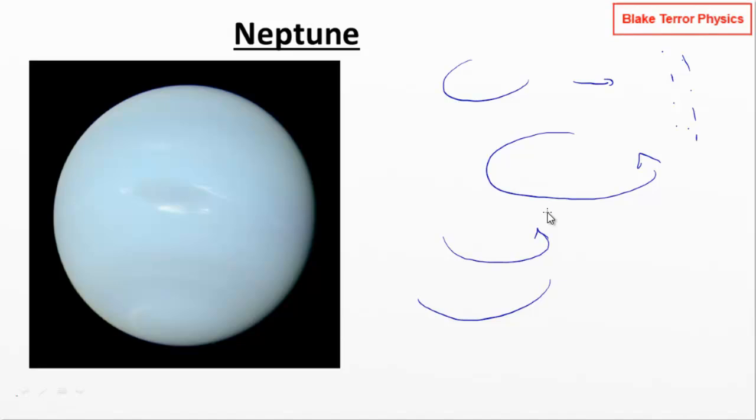So there you go. That's a quick whistle-stop tour of the 8 planets, just hitting the high spots and seeing what they all look like and what we should think about when we're describing them all.